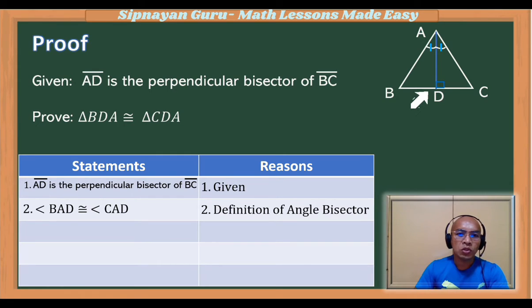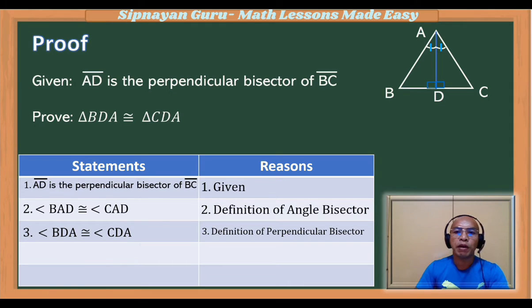Third statement, since this is perpendicular, this forms a right angle. The straight angle measures 180 degrees. So if this is 90, the other side is also 90. So we can state also that angle BDA is congruent to angle CDA by virtue of the definition of perpendicular bisector.